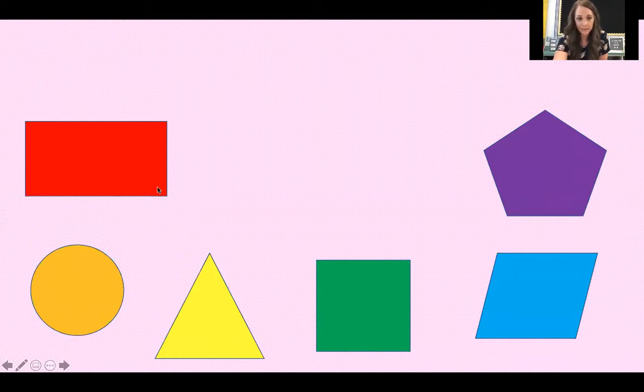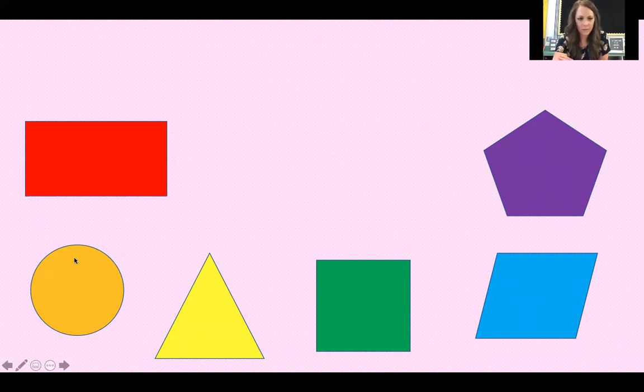Here we go. All right, so here are some different shapes that you may have seen before. Notice they all look different. Notice that they have a different number of sides. Sides are very important when trying to figure out what shape something is. Okay, and a side is a straight edge. So look at this shape with me. Let's count the straight edges. It has 1, 2, 3, 4 sides or straight edges.